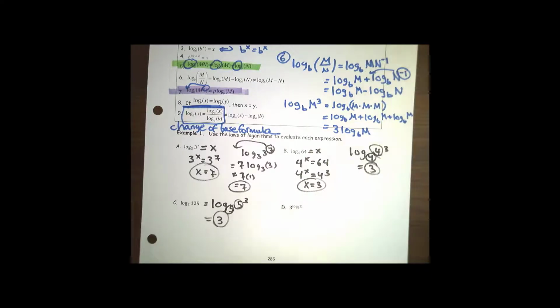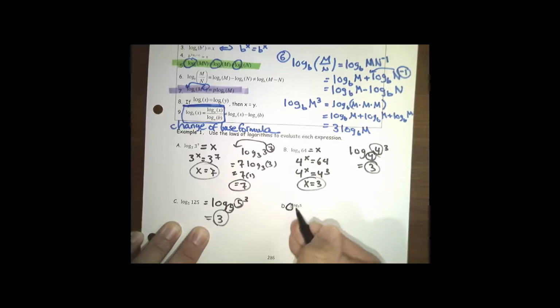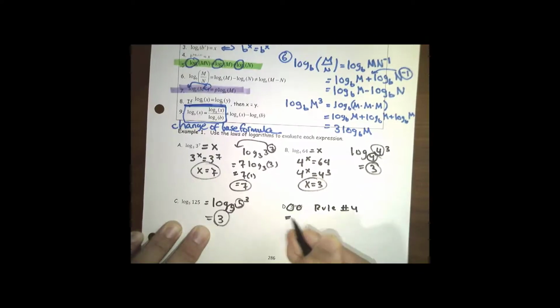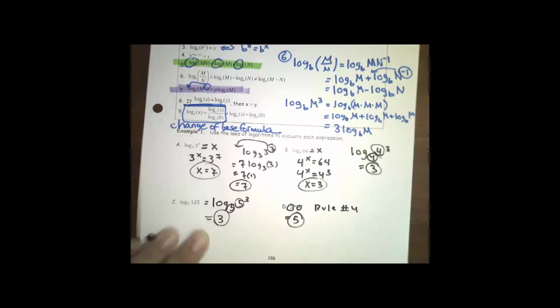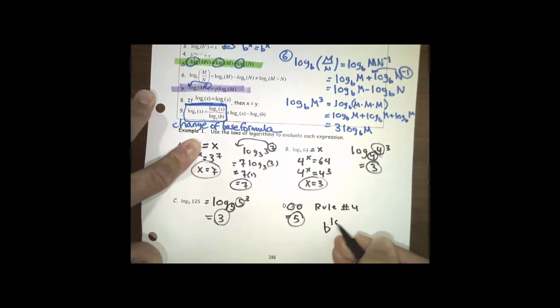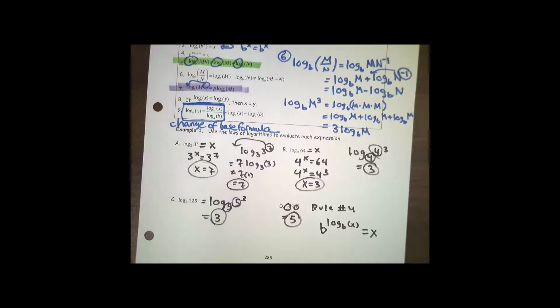So 3 to the power of log base 3 to the 5 power. So if this 3 and this 3 are the same, then remember that I can use rule number 4 to say this is just equal to 5. All right, so that was the rule that said b to the log base b of x is equal to x.